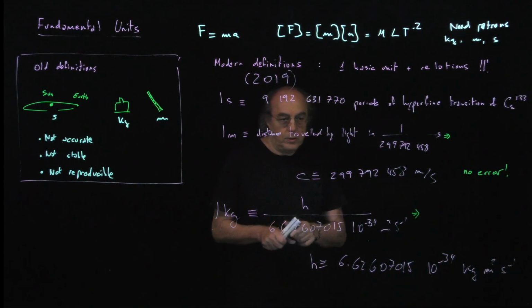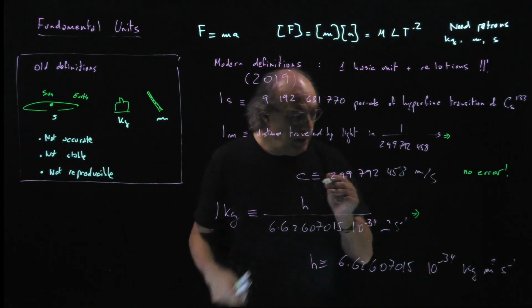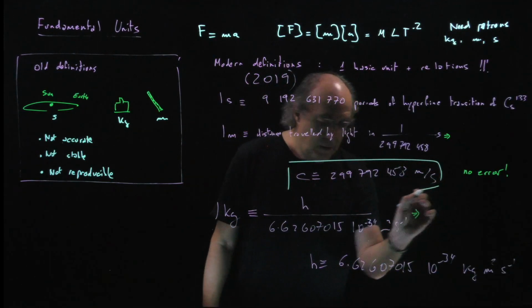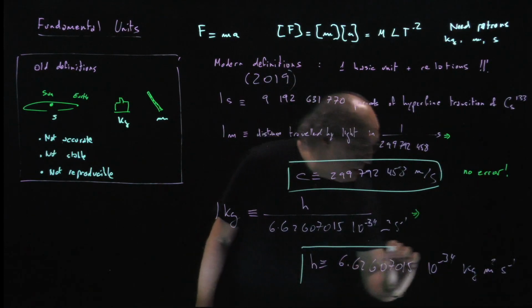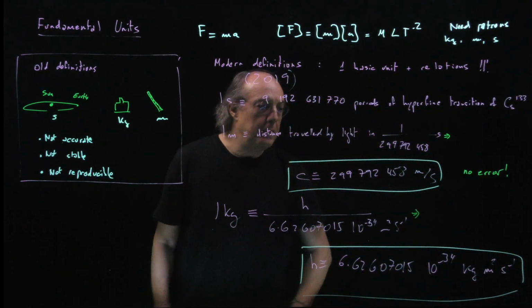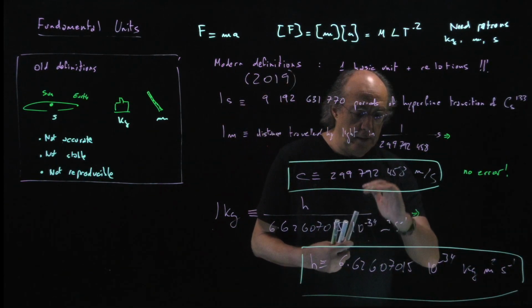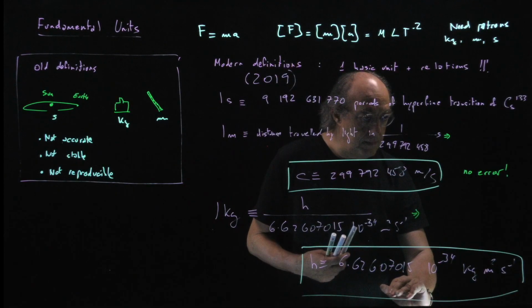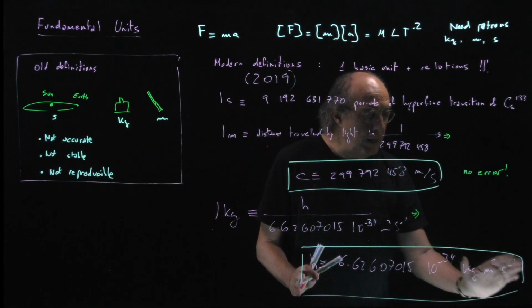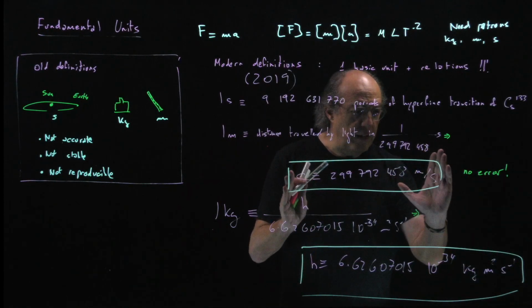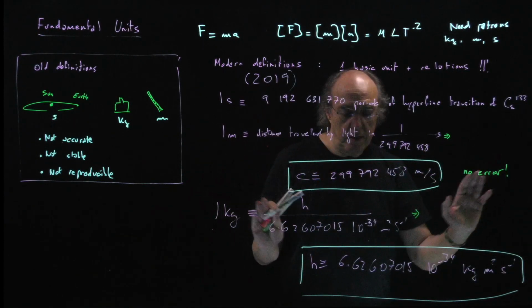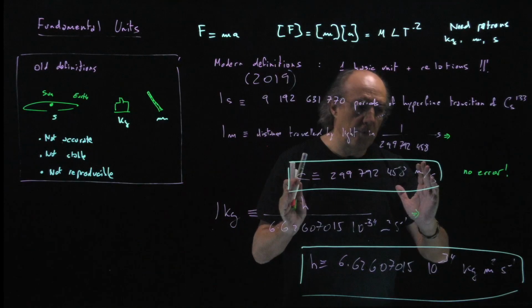So please note again this absolutely remarkable fact. We accept that both c and h, the fundamental constants needed for relativity and for quantum mechanics, are a given number. They are fixed. They are not subject to change in time. We accept that this is an absolute truth of nature.